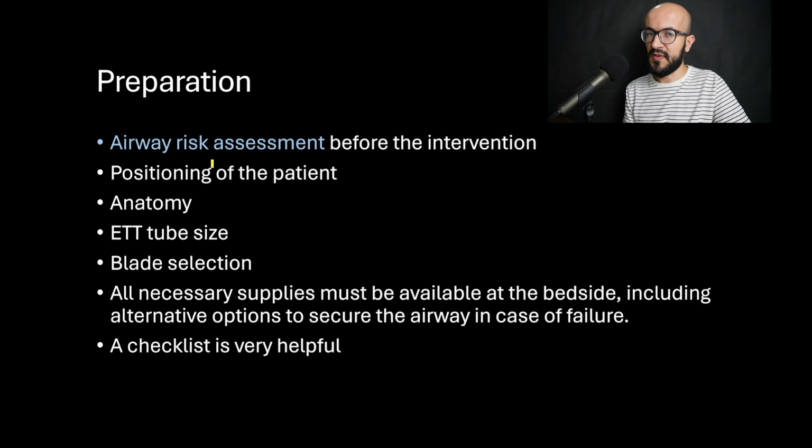Now, in preparation for this procedure, the airway risk assessment should be done before the procedure, and this will be explained in a little bit, and also positioning of the patient. There should be a good understanding of the anatomy, also selection of the endotracheal tube size and the blade size, and all other necessary supplies must be available at the bedside, including alternative options to secure the airway in case of failure, like the surgical airway or the extraglottic airway, and a checklist is very helpful in these situations.